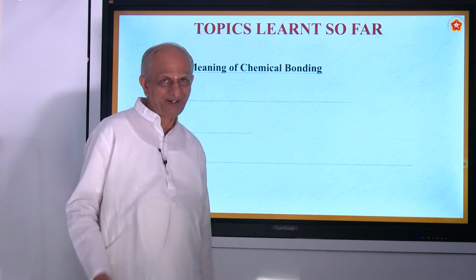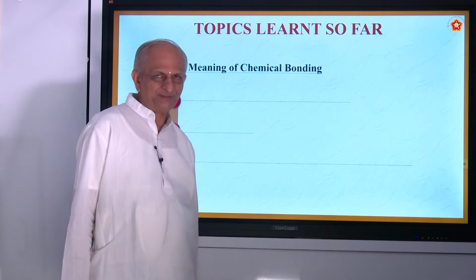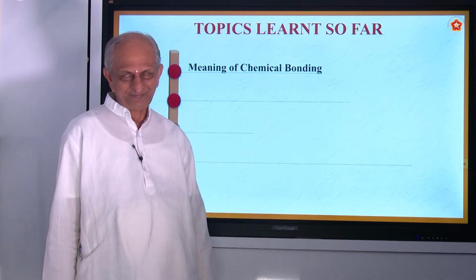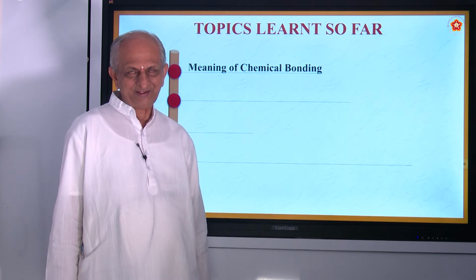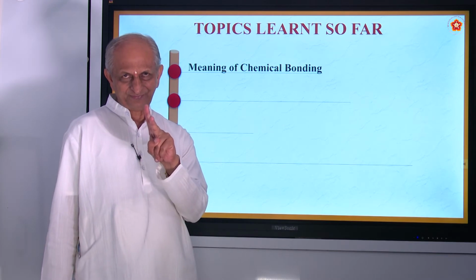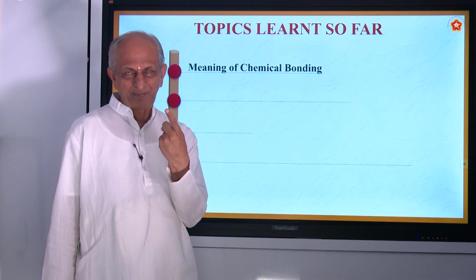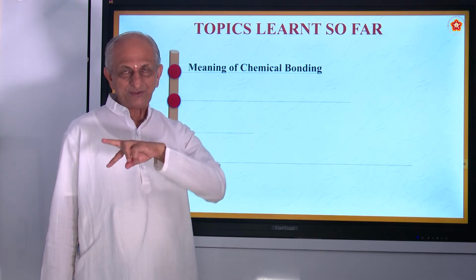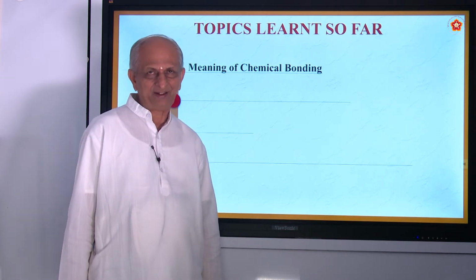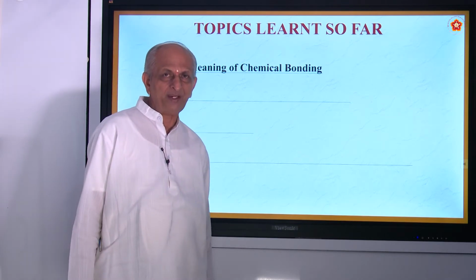Coming to the chemistry part, chemical bonding is a bond between two elements. And this chemical bonding takes place in two ways. One is ionic bonding or electrovalent bonding, where there is a transfer of electrons between a metal and a non-metal. The second one we are going to see today is called covalent bonding.